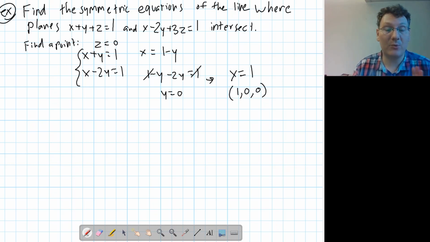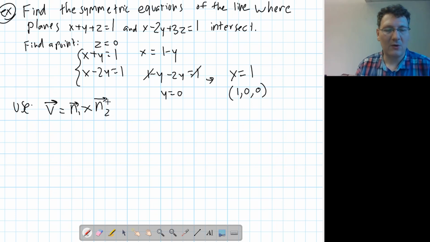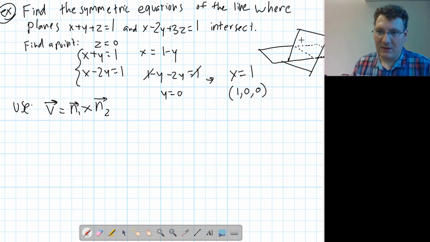That's great. But we need a vector for this line. And the vector that's parallel is going to be the cross product of the two normal vectors. Because if you have two planes, here's a picture of the two planes intersecting on a line, and I'll draw the line in red.